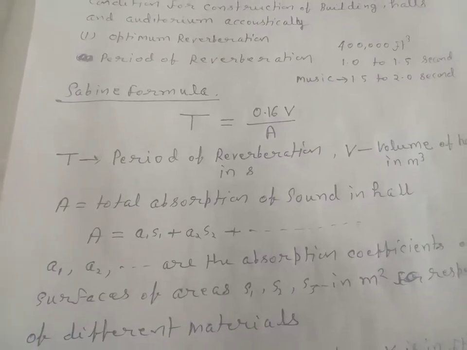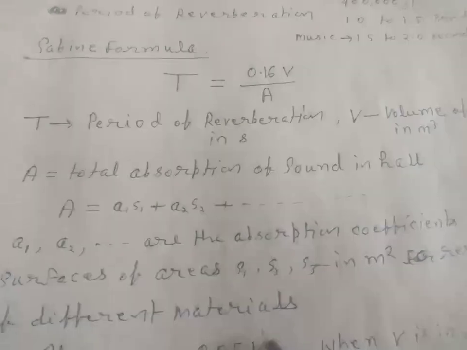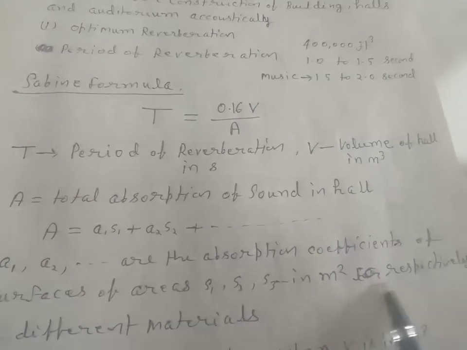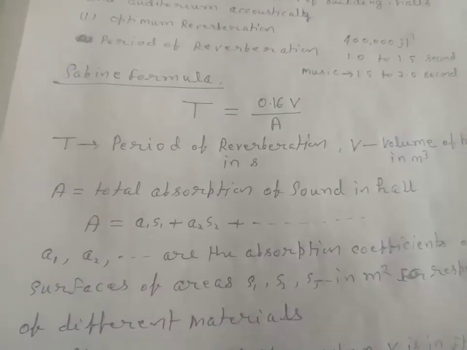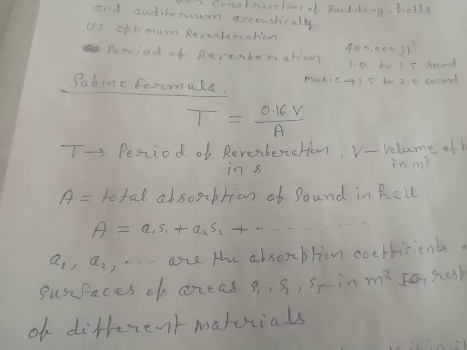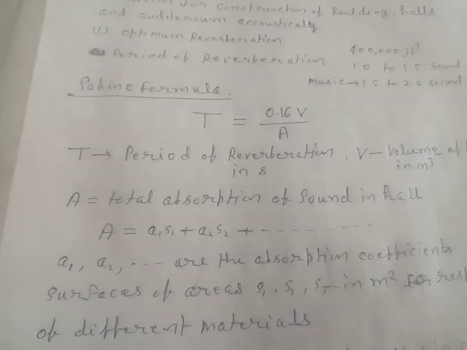And a1, a2, a3 are the absorption coefficients of surfaces of areas S1, S2, S3 and so on in meter square respectively, of different materials in the room or different parts of the room or hall.